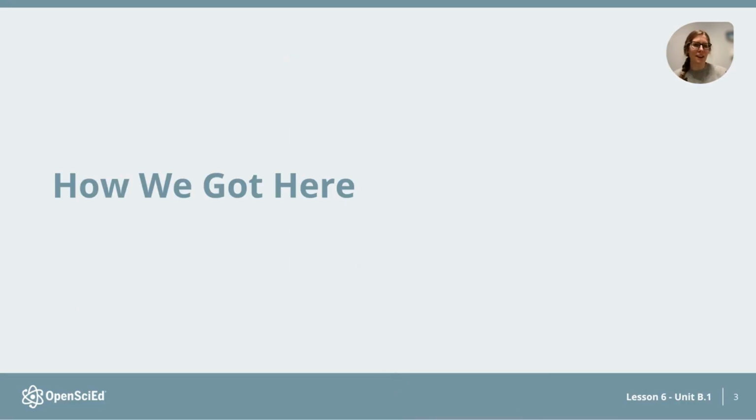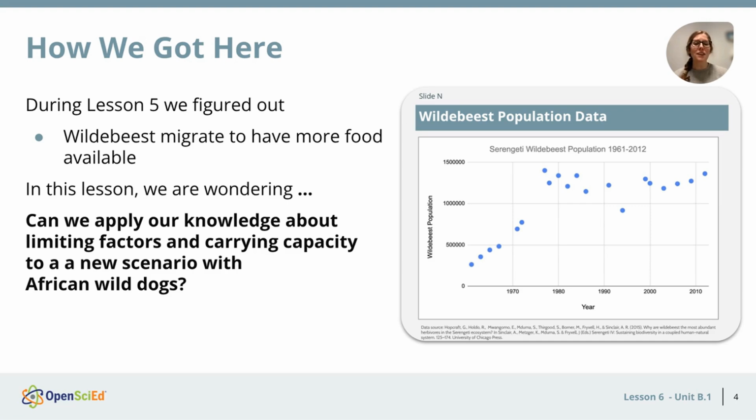Starting with how we got here. During lesson 5, we figured out that wildebeest migrate to have more food available, making it so that they can have greater wildebeest population numbers. In this lesson, we are wondering, can we apply our knowledge about limiting factors and carrying capacity to a new scenario with African wild dogs?